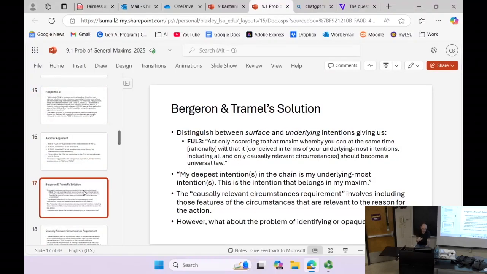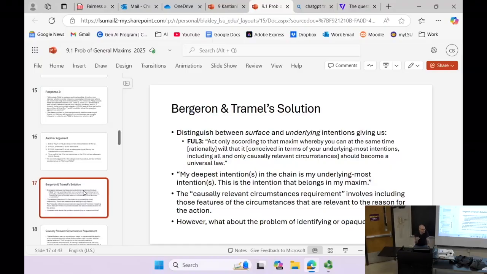So this is their third iteration of that first universal law formula, which is to distinguish between surface and underlying intentions, right? So think of your maxims as your intentions, all right? So here's the version that we're going to try and be working with here in our little exercise. Act only according to the maxim whereby you can at the same time rationally will that it, conceived of in terms of your most underlying intentions, including all and only causally relevant circumstances, should become a universal law.